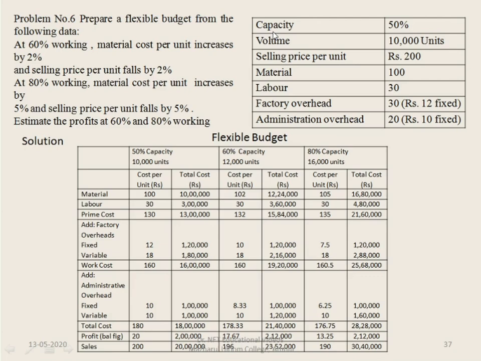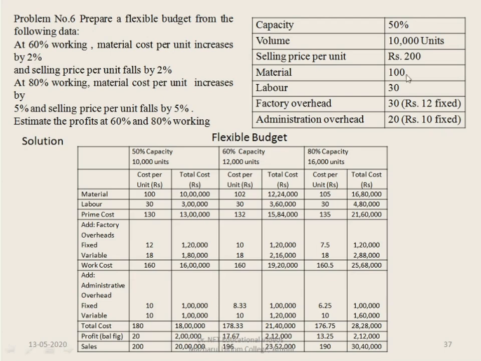We are given the details relating to 50% capacity. Volume is 10,000 units. Selling price per unit is 200. Material cost and labor cost are given. Factory overheads is 30 rupees, where 12 rupees is fixed, as well as administrative overheads is given, 20 rupees, out of which 10 rupees is fixed.